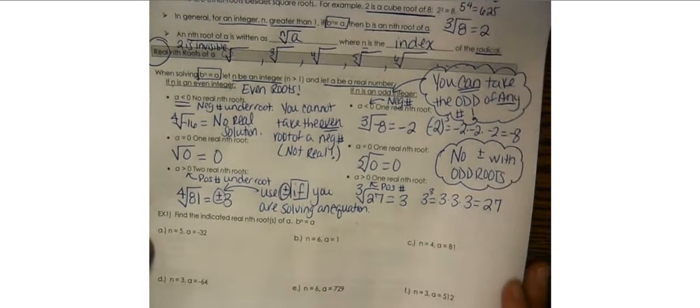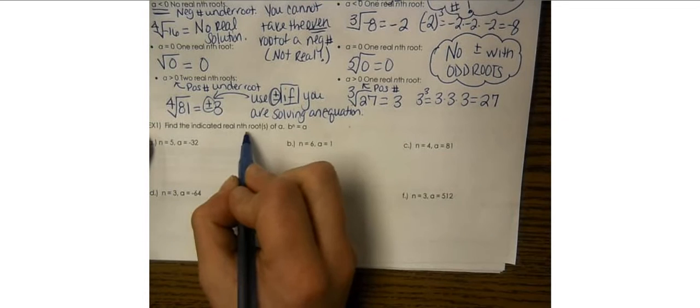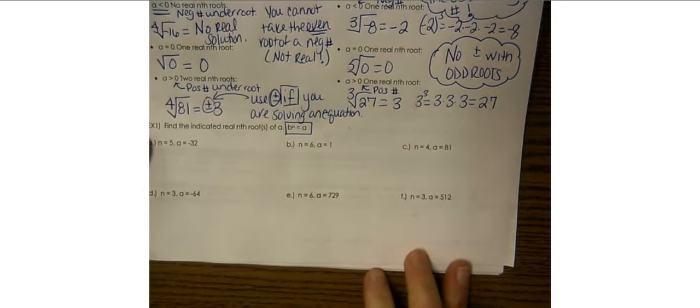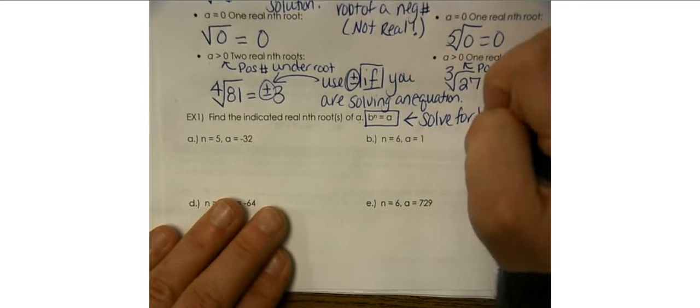So now in example number 1, we want to find the indicated nth roots of A, where we're going to be working with the equation b to the nth power is equal to A. So we're going to substitute n and a into this equation, and essentially we want to solve for b. So we're going to solve for the letter b.